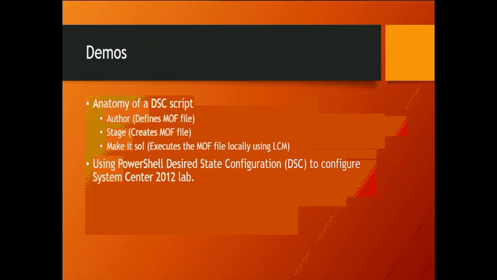So, anatomy of a DSC script. There's really three concepts to desired state configuration. Within your PowerShell script that I'm going to show you, there's three stages. One is an authoring task, a configuration block that you create. The different resources help you define what the MOF file is going to look like. So the configuration block is just dealing with the structure of the Management Object Format file that's going to be downloaded to your local server.